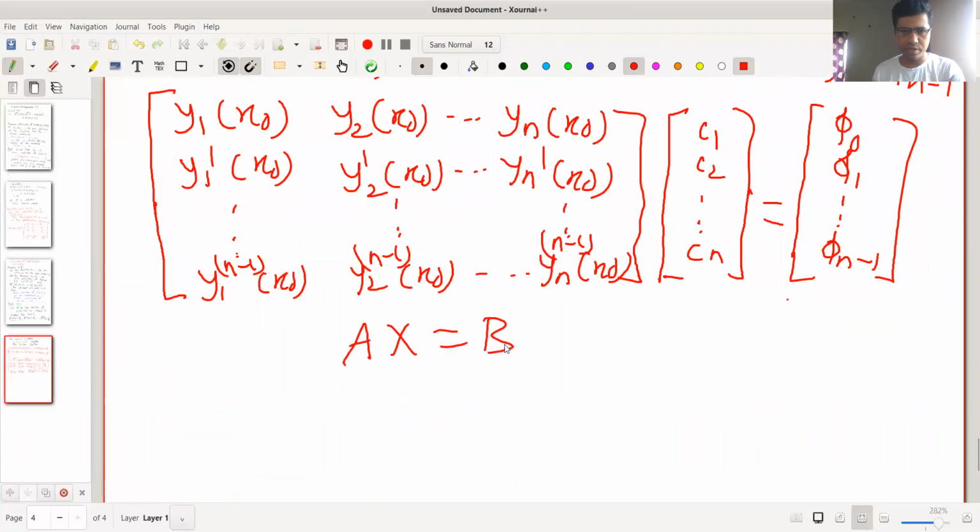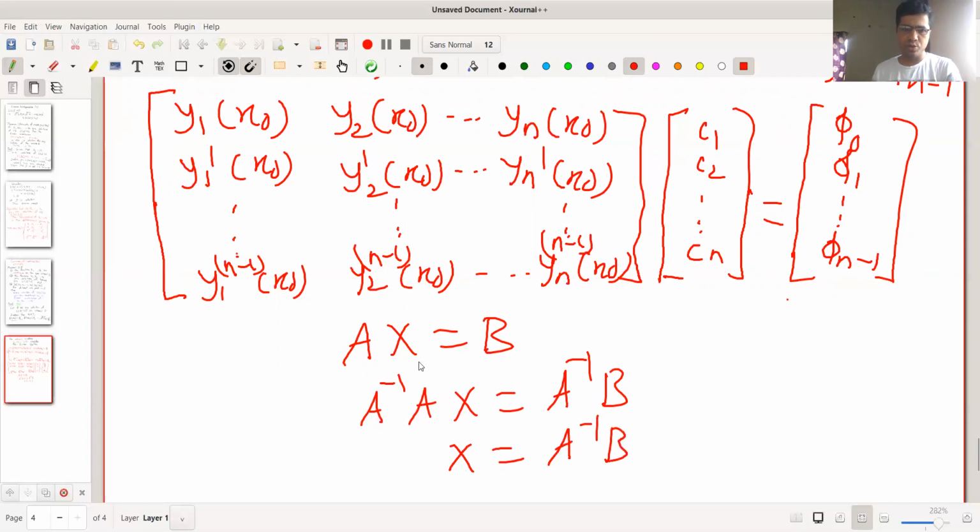This is of the form Ax equal to b, where A is an n by n matrix, x is a column vector in Rn, and b is also a column vector. So this system has a unique solution if the determinant of A is non-zero. If the determinant of A is non-zero, then it is invertible. We can multiply this system by A inverse from the left, so that A inverse A x equals A inverse b. A inverse A is the identity matrix, so x equals A inverse b.